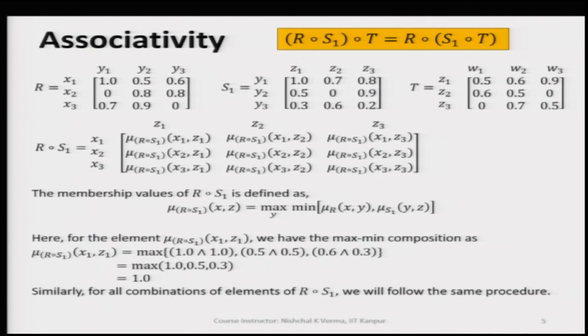We already have done this exercise in the previous lecture. So, based on that we will try to generate the composition matrix. So, we have the composition of R and S1, which is this, and this is going to be equal to all these elements, meaning we have 3 cross 3 elements here in this composition of fuzzy relation matrix.